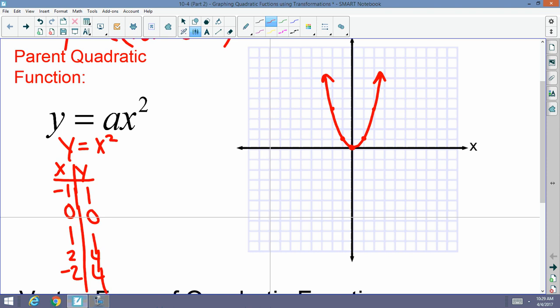Any quadratic function that you see from now on is a manipulation of that graph right there. It was either stretched vertically, compressed vertically, shifted to the left, or shifted to the right. But this is the parent function of any quadratic function. You don't need to learn all 4 points, but for sure, memorize the first 3: negative 1, 1; 0, 0; 1, 1. Or make a little table. You find your parent. Does everyone understand how to find the parent? It's y equals ax squared. When a is 1, this is the most basic of quadratic functions.